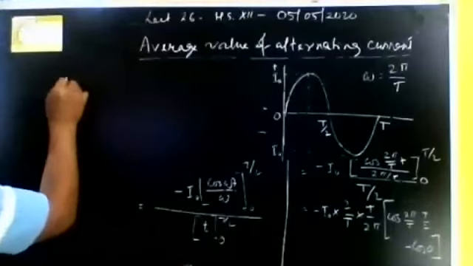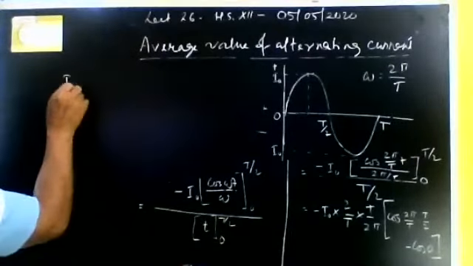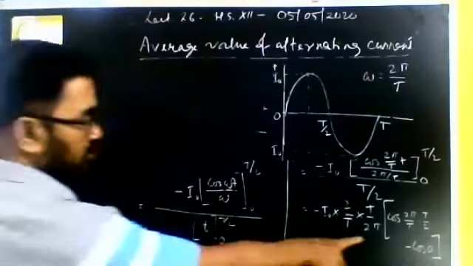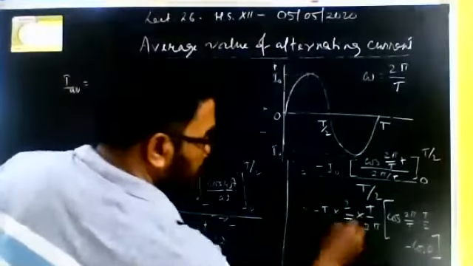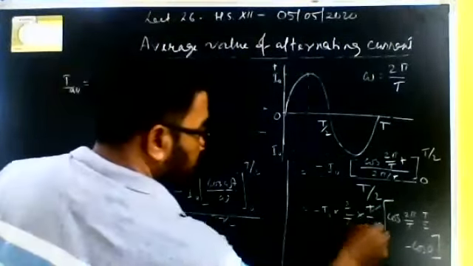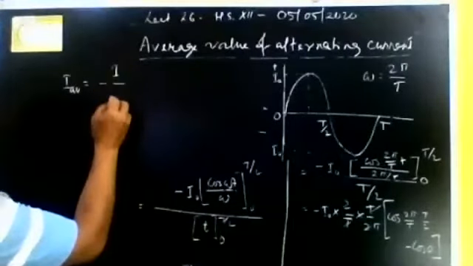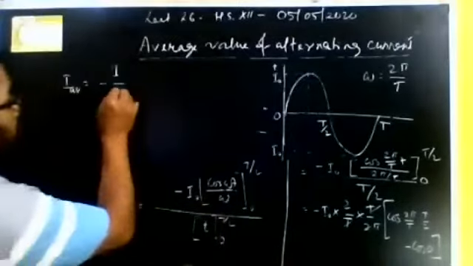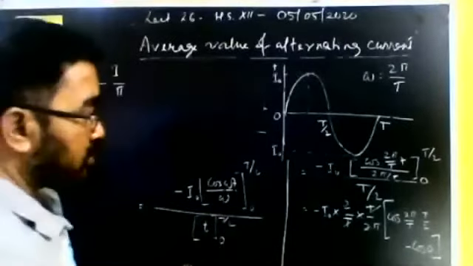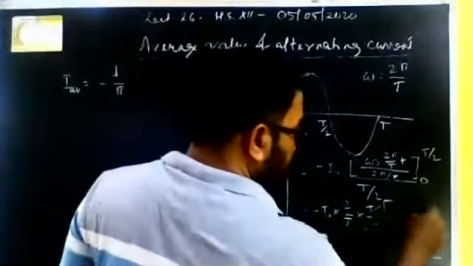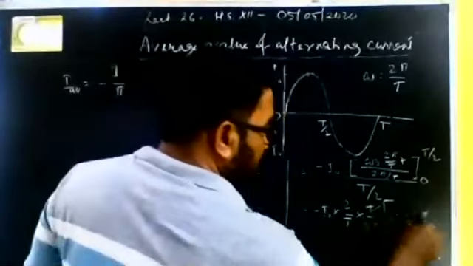We are calculating I average. The average value is here. So 2π will be cancelled, 2 will be cancelled. So minus I naught by π. Right? So here you have to put the value here.